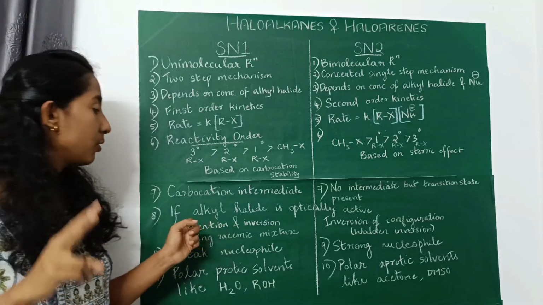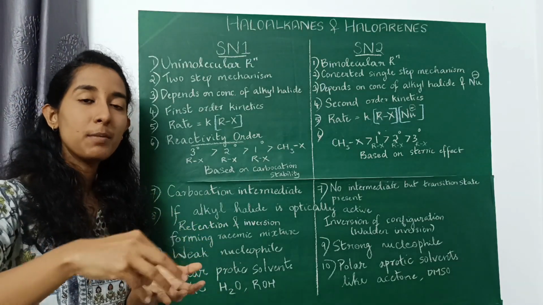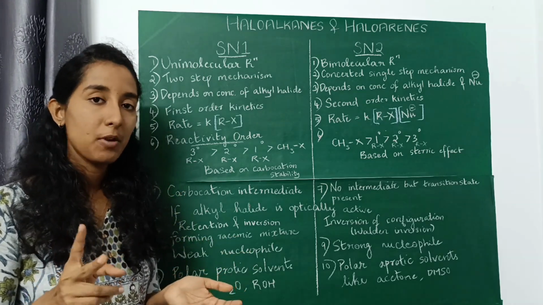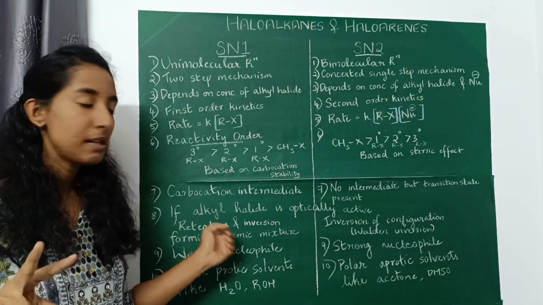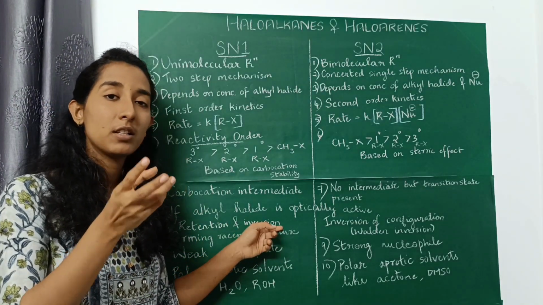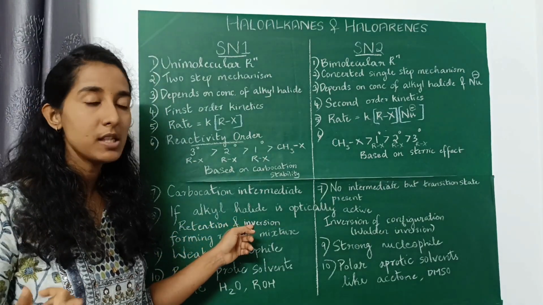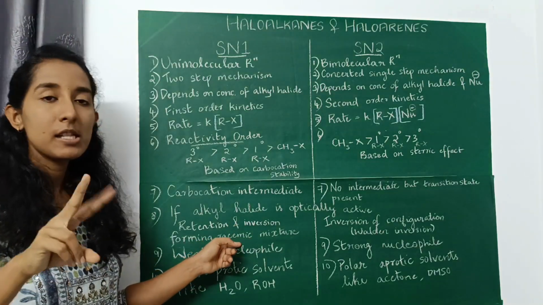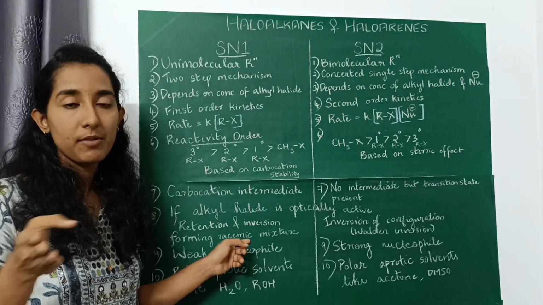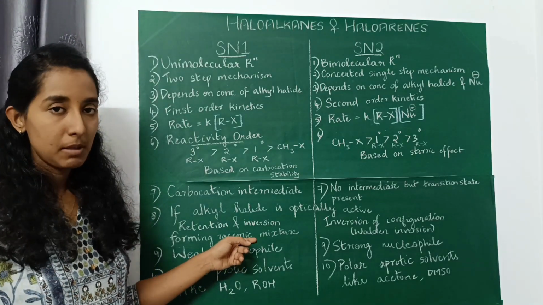Since both side attacks are possible, two products in equal proportions will be formed, the D and L isomers. That is why there is retention as well as inversion of configuration. Retention means it retains the configuration of the reactant, and if the configuration inverts, then you call it inversion of configuration. Since it is a 50-50 proportion, we call it a racemic mixture. When there is 50% D isomer and 50% L isomer, it forms a racemic mixture.